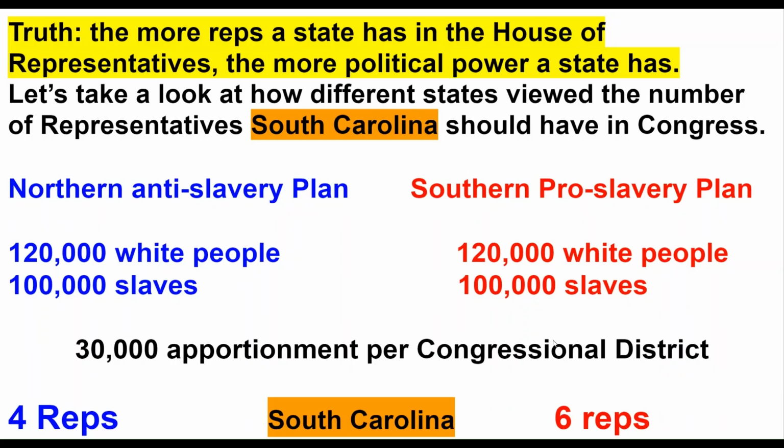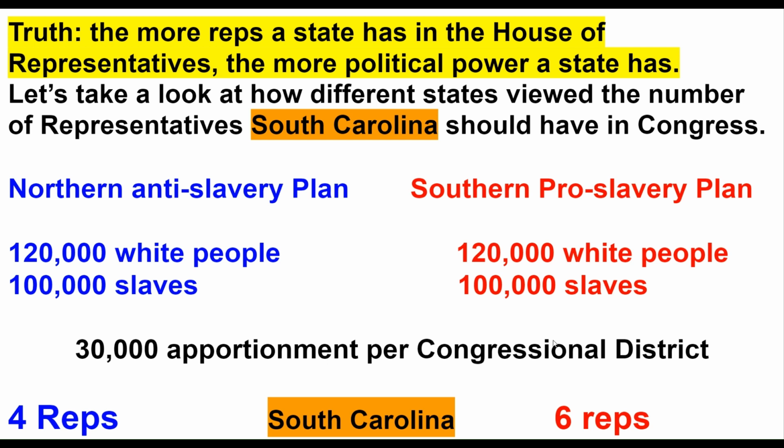Oops. Went too far again. Okay. Here we go. Now, the more reps a state has in the House of Reps, the more political power a state has. So let's take a look at how different states viewed the number of reps, let's say South Carolina, should have in Congress. South Carolina had lots of slaves. So let's look at the Northern Anti-Slavery Plan in blue. 120,000 white people in South Carolina and 100,000 slaves. And the North wanted the slaves to count as 0 citizens, since that is what they were considered down south.